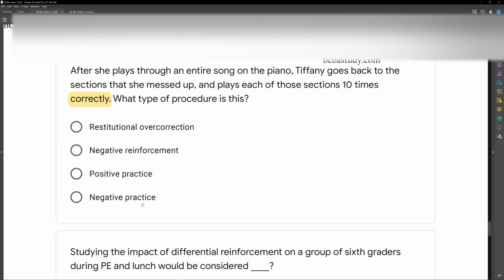And both of these are very similar because we're repeating something over and over again. With positive practice, though, we're engaging in the target behavior, the correct behavior over and over. With negative practice, we're engaging in the wrong behavior over and over. So if I spill a cup of water and I engage in negative practice, I will spill that cup of water over and over again. In this case, Tiffany is doing what? Well, she's going back and playing the sections correctly. So she's engaging in positive practice.